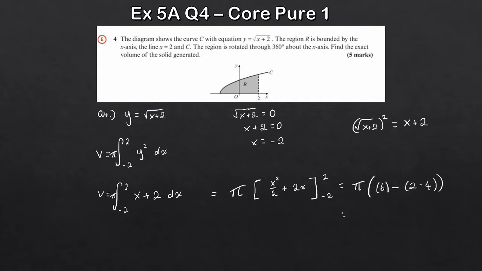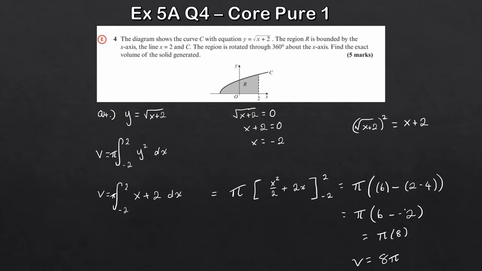Well, this is now equal to pi lots of 6 minus 2 minus 4, so that's minus 2, so minus minus 2. So that gives us pi times 8, or in other words, my volume, V, is going to be equal to 8 pi. Okay, and it's as simple as that when you're rotating it about the x-axis. And we haven't got any units, so my exact volume is just simply 8 pi. Okay, so that's the first one done.